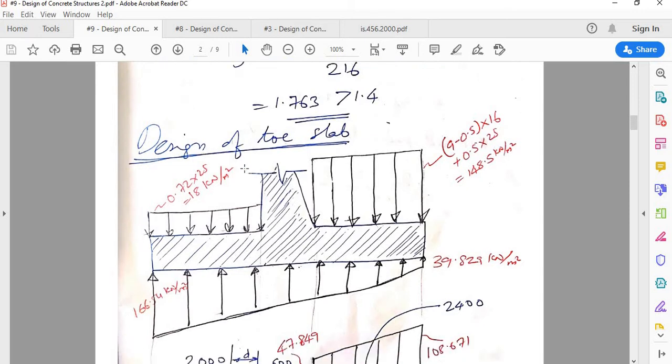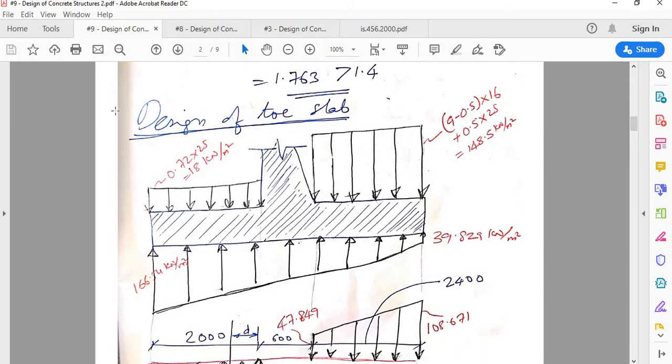So in the design, recall the steps that we did in the case of the cantilever retaining wall. So you arrive at this pressure diagram. So this is the soil pressure at the bottom, which we had arrived at in the last class.